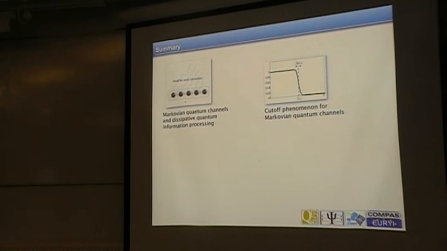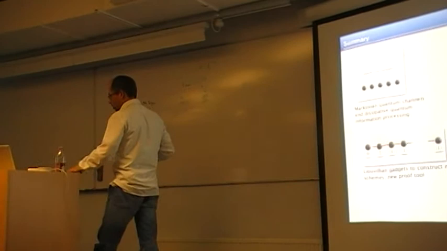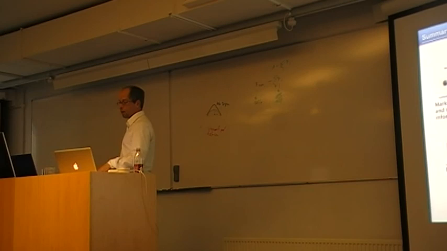We looked at gadgets, tools, Liouvillian gadgets to construct new schemes. We had a preparation device that prepares things, stops preparing, that has a clock that does things at a certain time, and these things can be used in order to cook up new schemes for dissipative quantum computing and presumably also for error correction and fault-tolerant dissipative quantum computing.